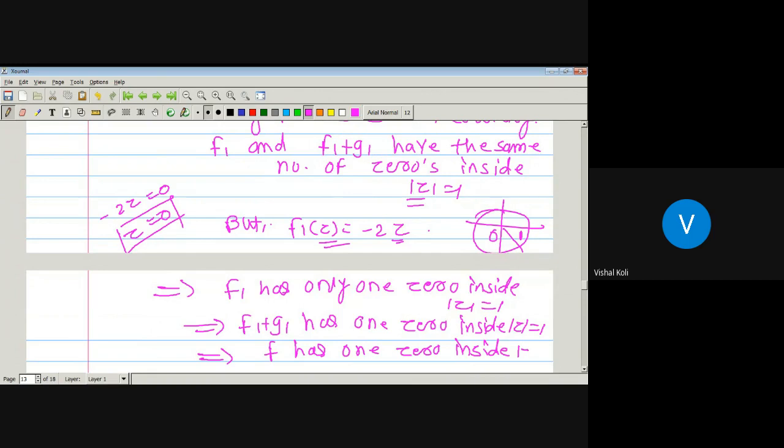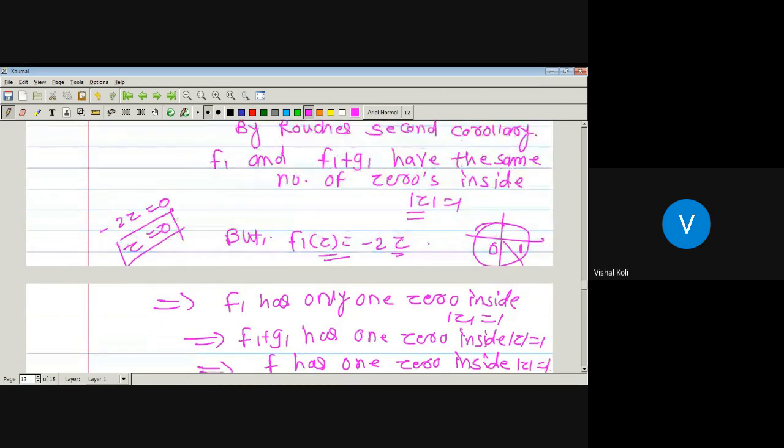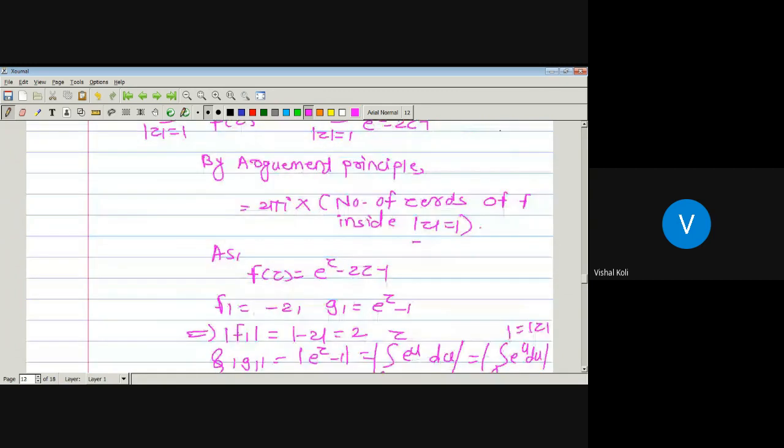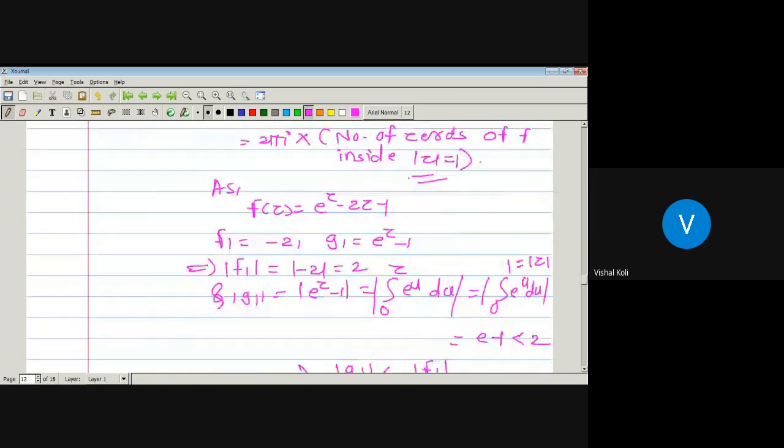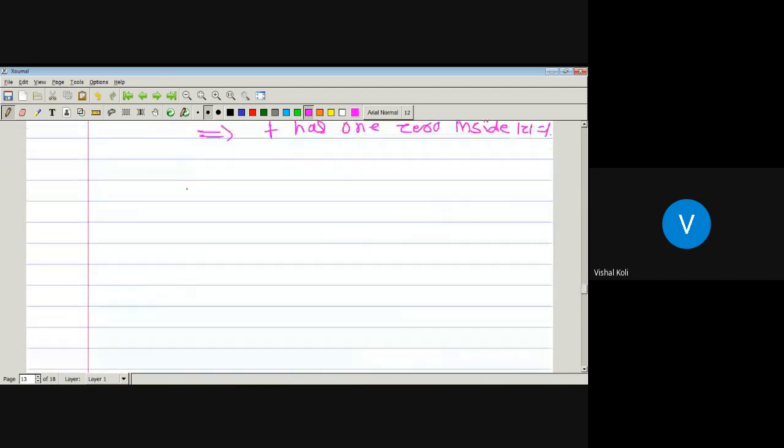Okay, so in this way we can find out. There is only one zero for the function f of z inside modulus of z equal to 1, so put that value here. We get integration over modulus of z equal to 1 of e to the power z minus 2 divided by e to the power z minus 2z minus 1 dz is nothing but 2 pi i into 1, which is equal to 2 pi i. So in this way we can use Rouché's theorem and the argument principle for solving examples.